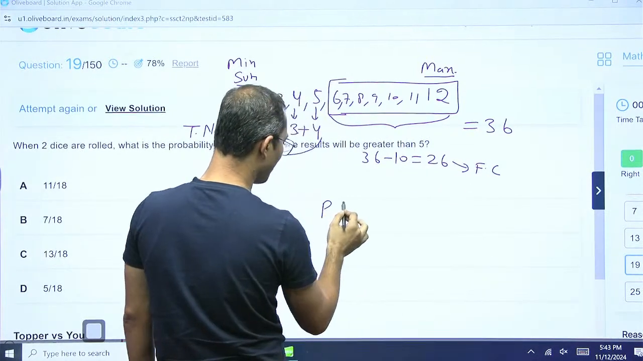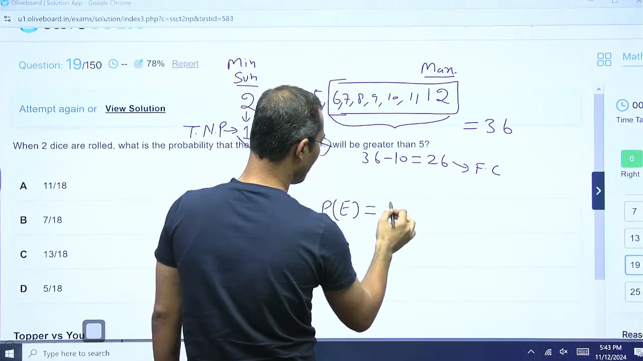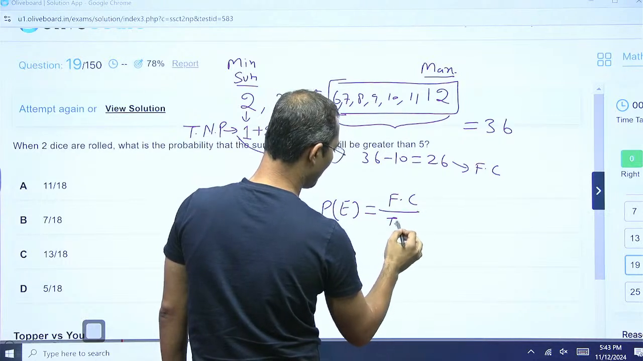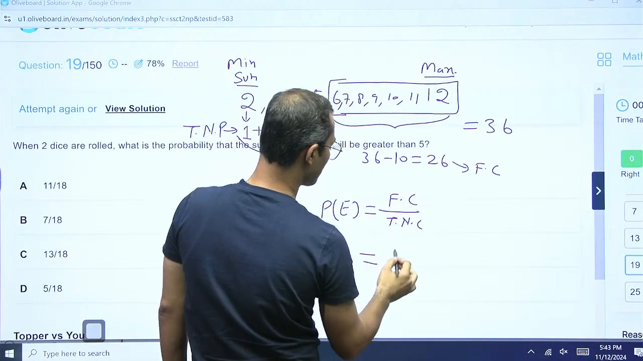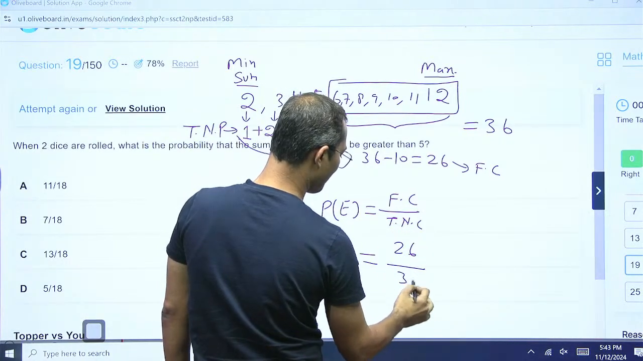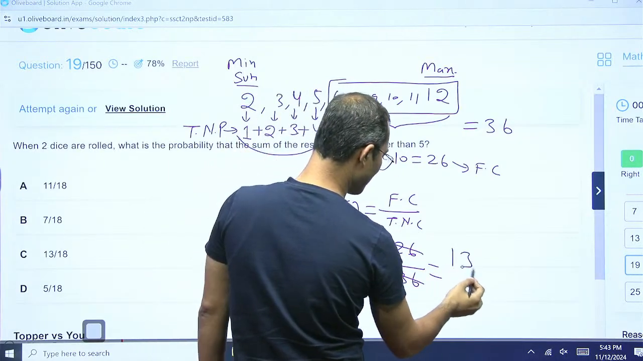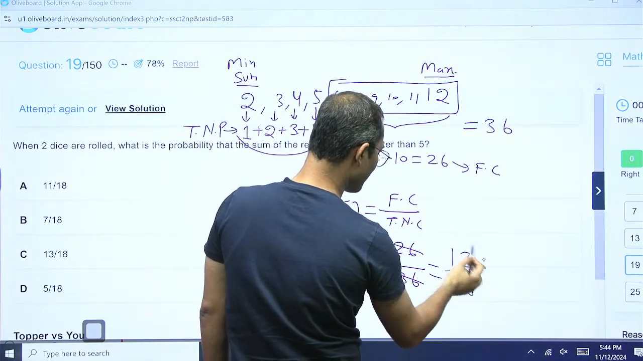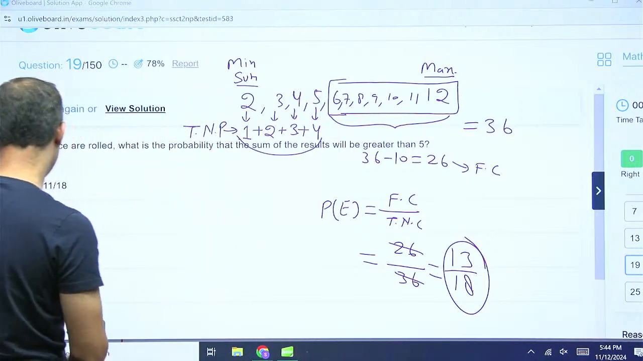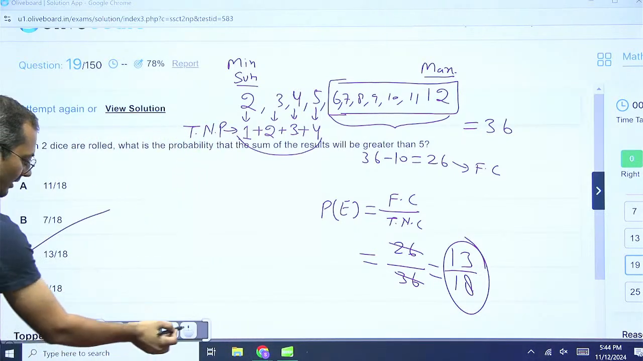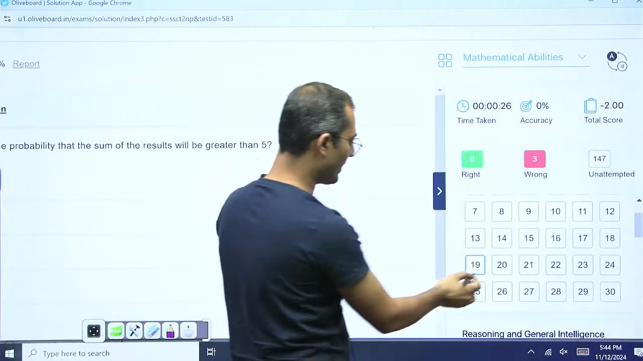So the probability of the event is going to be favorable cases divided by the total number of cases, right? So we can say that 26 divided by 36, right? Dividing by 2, this is 13 and this is 18, right? So 13 by 18 is the right answer. So moving to the next question.